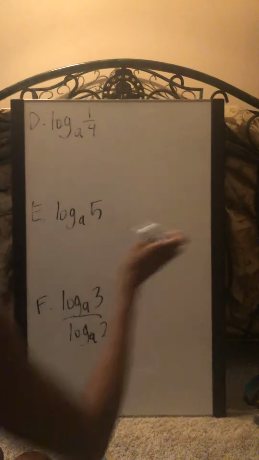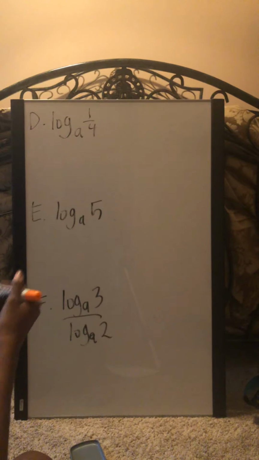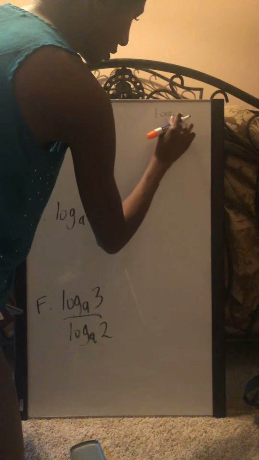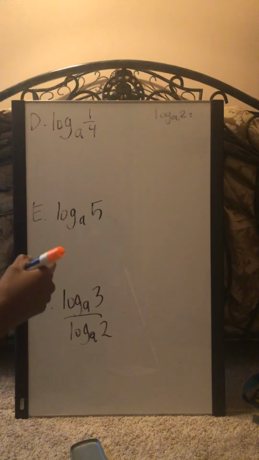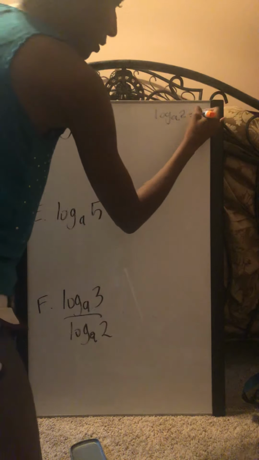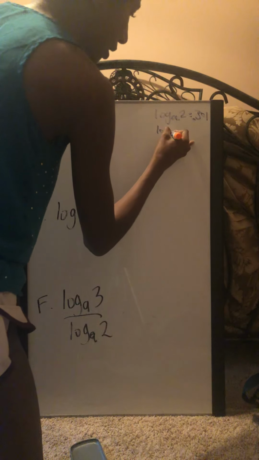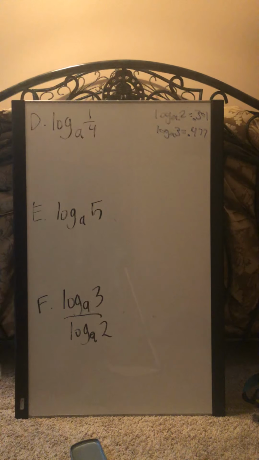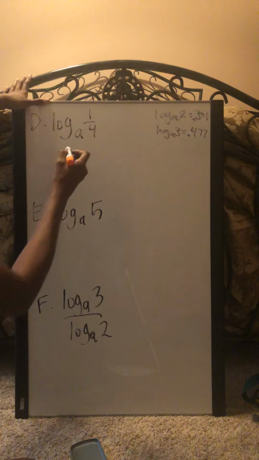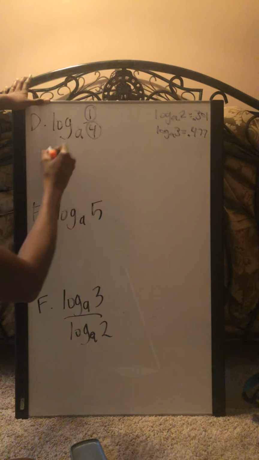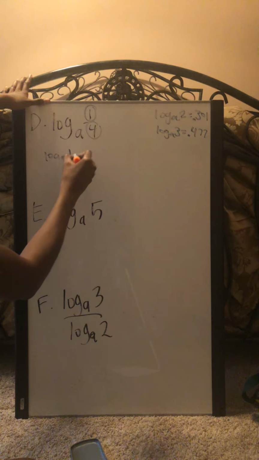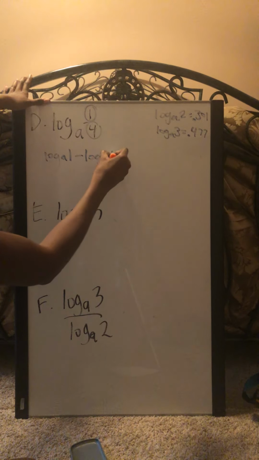Okay, moving over to D. Again, log A2 is 0.301 and log A3 is 0.477. Okay. Cool. So here we have 1/4. We have a fraction, so that means we can split it up into two parts. So we can do positive, because it's on the top, log A1, and then minus log A4.